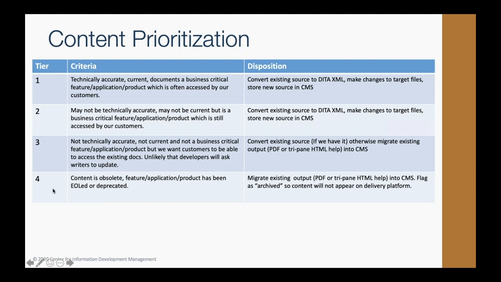And then the opportunity for our organization was around tier four. We had content that we identified, like, why do we even still have this? So we were just able to jettison and archive that content as we move forward. And we wouldn't have been able to do that if we hadn't had an inventory and also a prioritization mechanism.